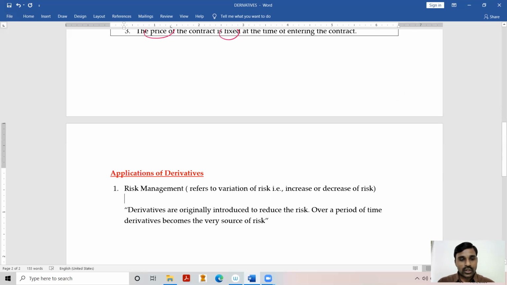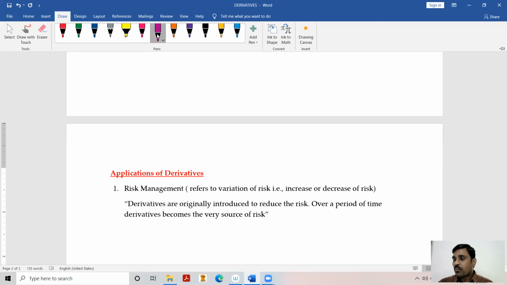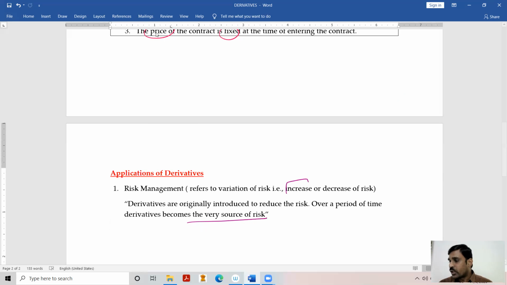So derivatives were originally introduced to reduce risk, but over a period of time, derivatives have become the very source of risk. That means, in the present-day scenario, derivatives are popularly used to increase the risk with the expectation of increasing the return. That's where the difference lies between knowledge and wisdom.